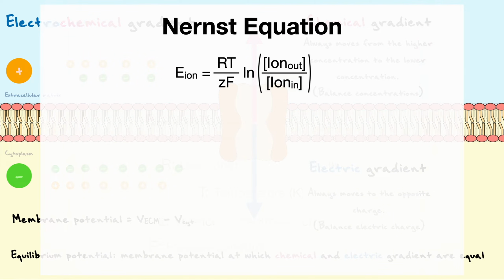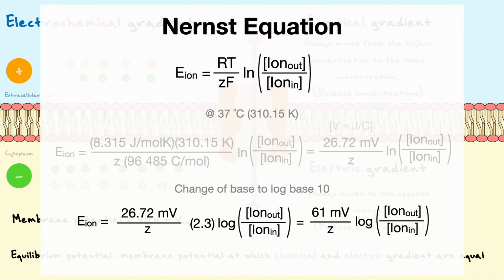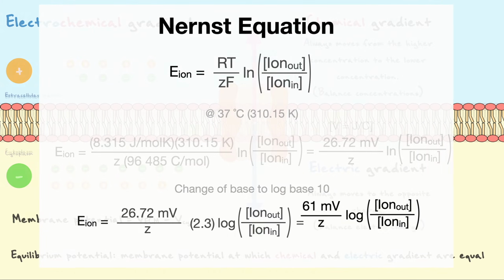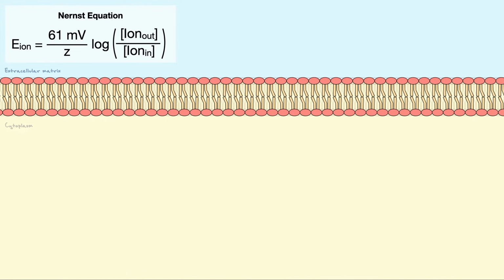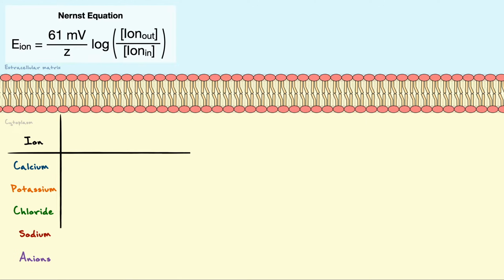When certain conditions are assumed, for example 37 degrees Celsius, the equation can be simplified to 26.72 millivolts times the natural log of the concentration over the valence. We can further simplify the equation by converting the natural log to a base 10 log by multiplying by about 2.3. The conversion will make the calculations a bit more convenient and more intuitive later on. In all, this leaves us with this equation, which we can now use to compute the equilibrium potential at 37 degrees Celsius for each ion that contributes to the membrane potential.